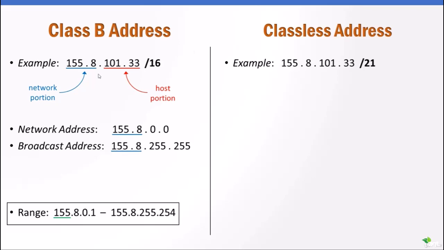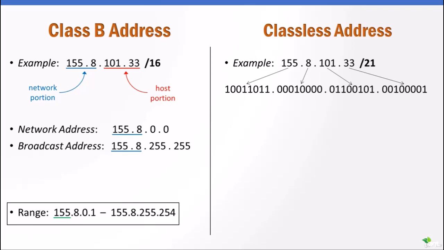Now we can't really separate the network portion and the host portion that easily. So these 2 octets are going to be the network portion, but then we're going to have some bits in the third octet that are also going to represent the network portion. And then the other 11 bits are going to be the host portion. So for this example, we're going to need to write this IP address in the binary format.